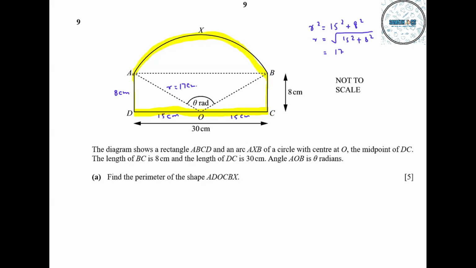Starting from here, we have AD, which is 8 centimeter. We have DO till C, 30 centimeter. Then we have CB, 8 centimeter. We want this AB. AB is arc length. And for arc length, we need to have this angle, right? Which is theta radian. So we need to take out this angle.